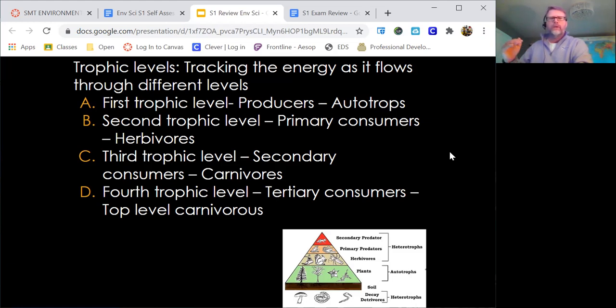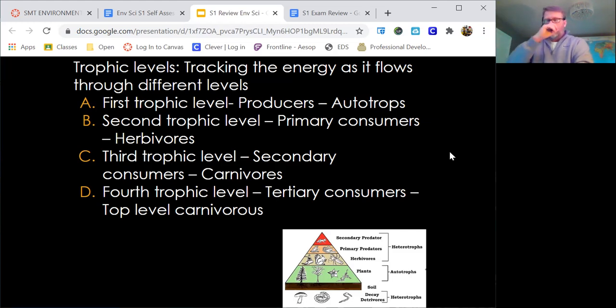So they are primary consumers. They are the next level up on the trophic level. They're the herbivores. And then you get things like snakes eating the rabbits on that third level, considered secondary consumers. Those are one type of carnivore. And then you'll get things like eagles eating the snakes as top level consumers and tertiary consumers.